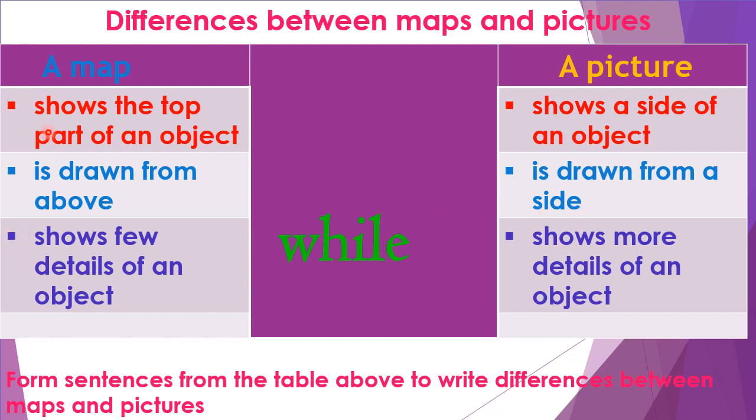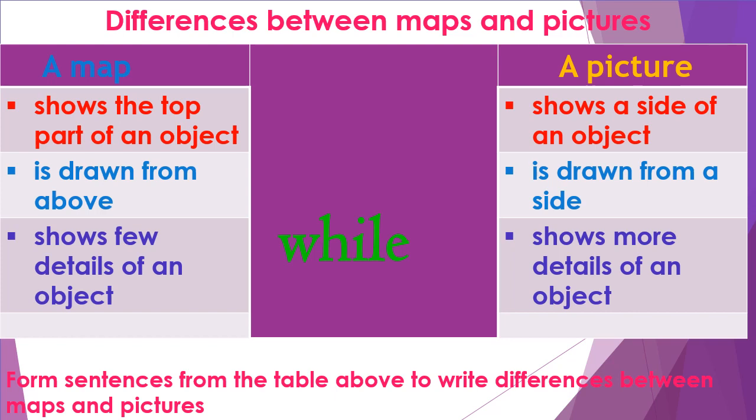Another one is a map shows few details of an object, while a picture shows more details of an object. Can you write those statements down in the book? Yes, you can. Thank you. Let's continue to relate maps and pictures.